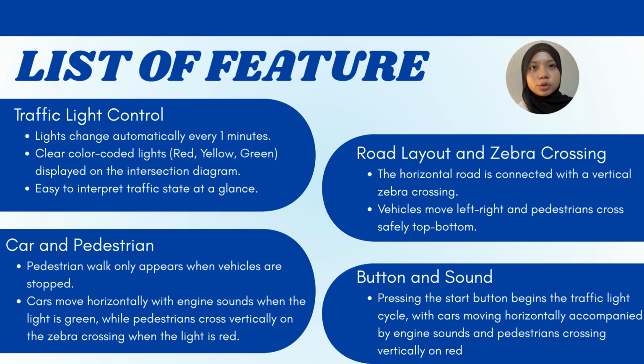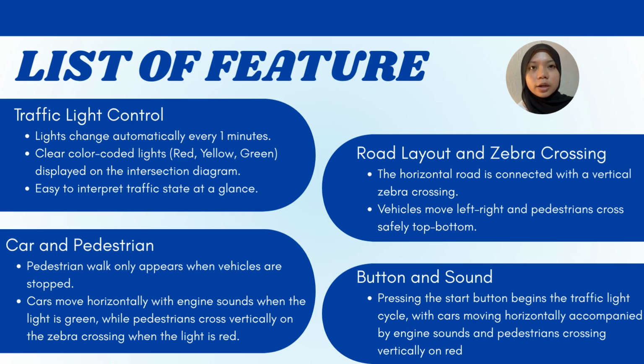First, traffic light control. Lights change automatically every 1 minute. Clear color-coded lights display on the intersection diagram, making it easy to interpret the traffic light state at a glance. Second, road layout and zebra crossing. The horizontal road is connected with a vertical zebra crossing, so vehicles move from left to right and pedestrians cross safely from top to bottom.